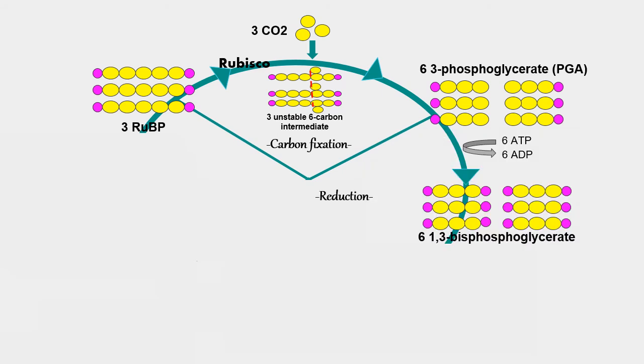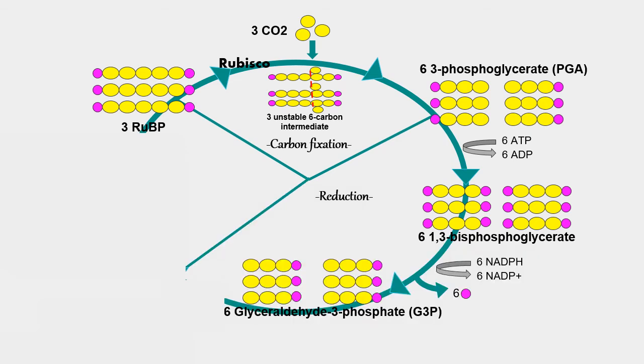After that, PGA undergoes phosphorylation, where it receives phosphate from ATP. Because we have 6 molecules of PGA, we need 6 molecules of ATP to undergo phosphorylation. The 6 ATP will donate their phosphate group to the PGA to produce 6 molecules of 1,3-bisphosphoglycerate.